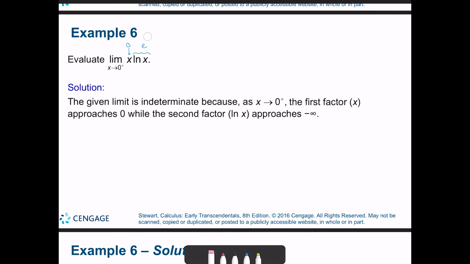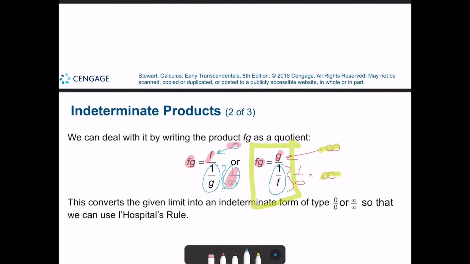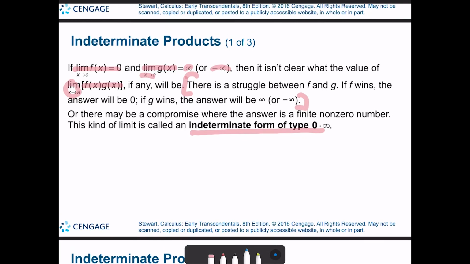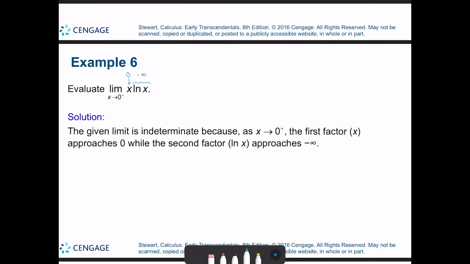So what we have here is the product of 0 times negative infinity, which is an indeterminate product. 0 times infinity or negative infinity. There it is. All right, so we're in the right environment. Now all we have to do is convert this thing over so it fits more into the traditional L'Hopital's rule kind of a situation. And then we'll know how to proceed from there.